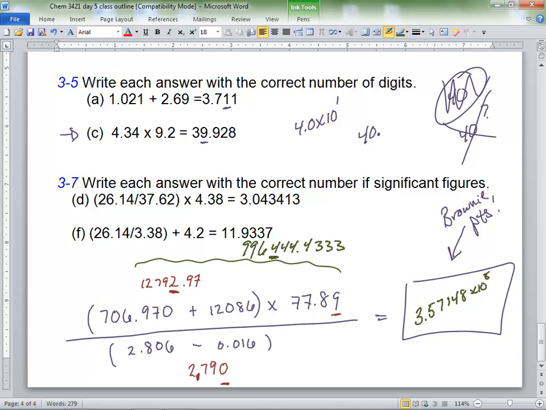So I have 4 sig figs divided by 4 sig figs. In my answer, you should be reporting your answer to 4 sig figs. So 3.571.